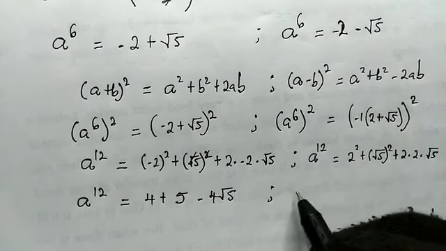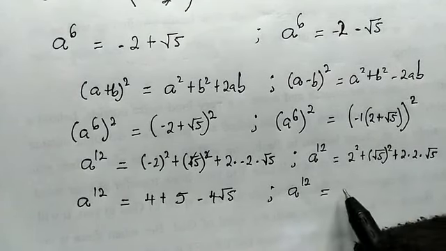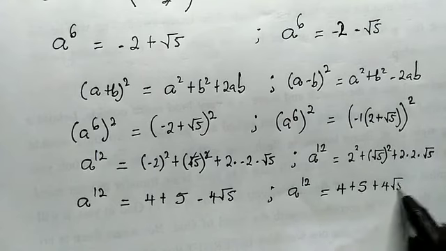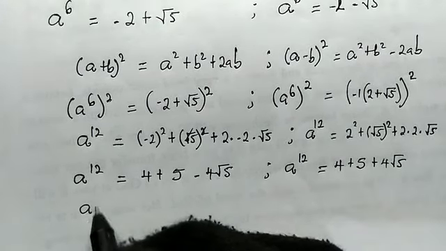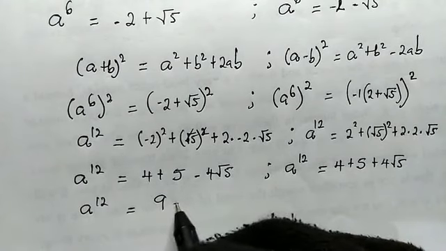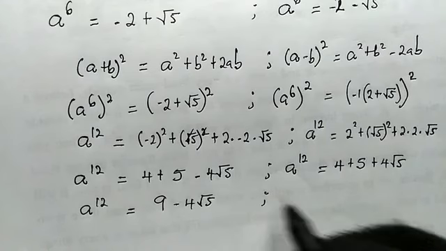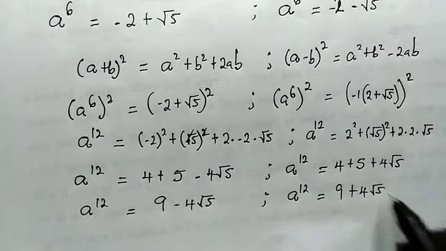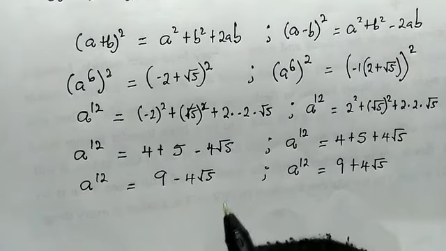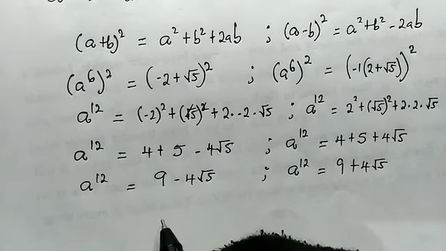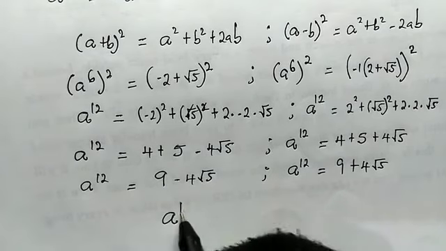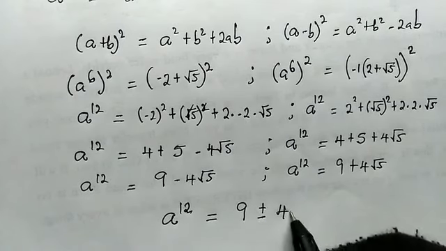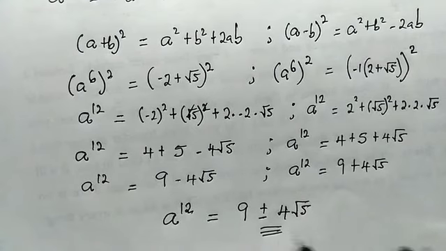And from this side here we have a to the power of 12. This is equal to 4 plus 5, then plus 4 root of 5. Simplifying, we get a to the power of 12 from here is equal to 9 minus 4 root 5. And from here, we get a to the power of 12 is equal to 9 plus 4 root of 5. So we can see that this is the conjugate of this. So here we come up with a solution to the Olympiad mathematics problem that a to the power of 12 is equal to 9 plus or minus 4 root 5. And this is the solution.